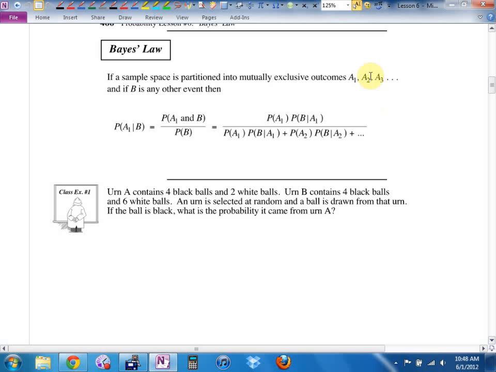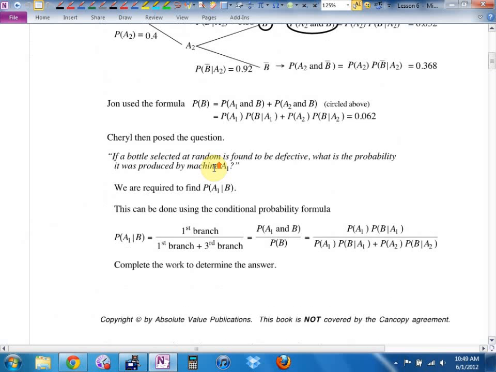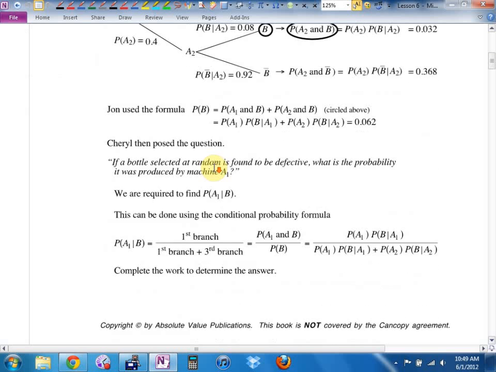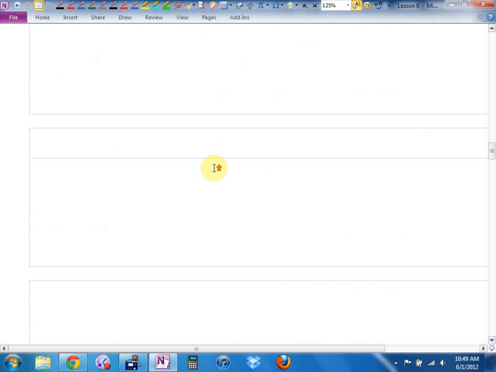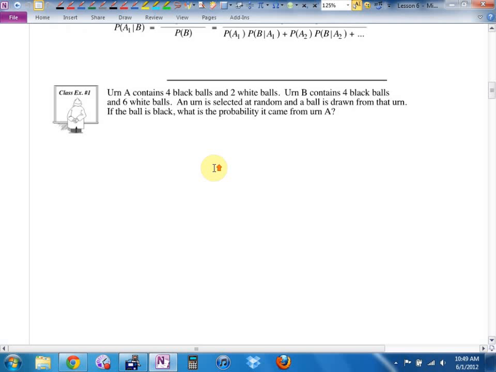This is Bayes' law. This is the longer, more complicated version. If you're doing multiple events, we're only going to be looking at 2 events for conditional probability, a 2-level tree. But if you want to extend it, that's what it looks like. So the one that you can use is on your formula sheet. I showed it to you. I like example 1.